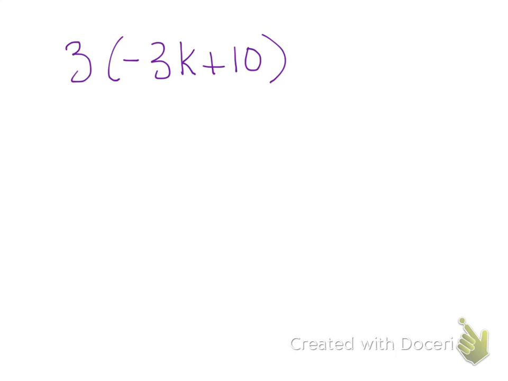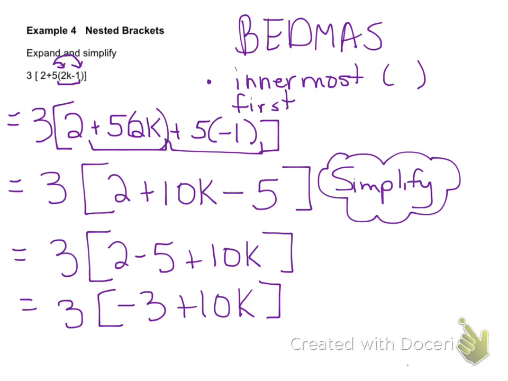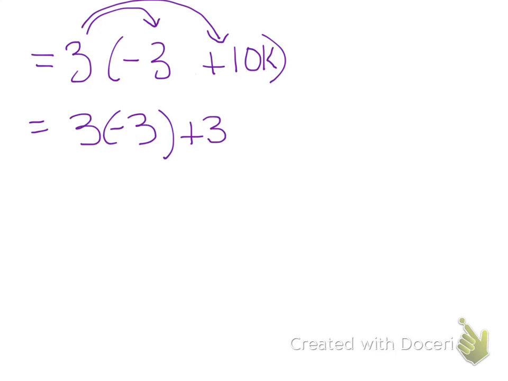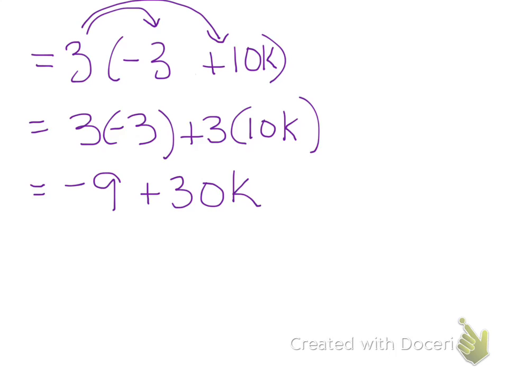Whoops. It's -3 plus 10k. So I just changed my brackets to make you see the distributions here. So we're going to distribute the +3 to the -3, and then the +3 to the 10k. 3 times -3 is -9. A positive times a negative is negative. And then 3 times 10 is positive 30k.